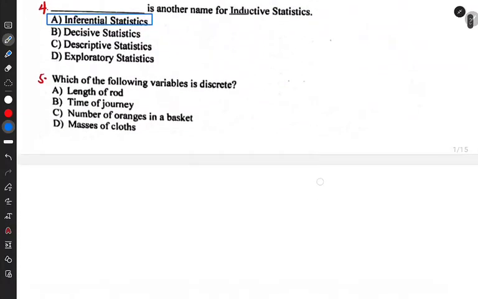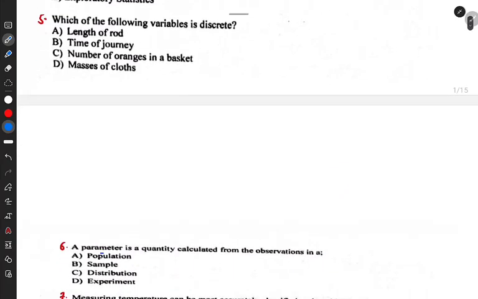Question number 5. Which of the following variables is discrete? A. Length of rod. B. Time of journey. C. Number of oranges in a basket. And D. Masses of clothes. So for discrete data, they are data which are said to be countable. So looking at the options, the correct option is option C. The number of oranges in a basket should be the correct option.